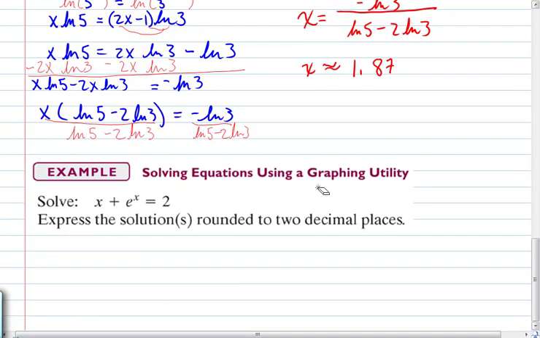Now we're going to look at how to solve equations using a graphing calculator. Now these you can only get the decimal approximations for your answers. Right here, I don't know what to do with this because I have a linear expression here and an exponential expression here and a constant here, and that's just too overwhelming for me. So what we're going to do is, in our calculator, type in y1 equals x plus e to the x. And we're going to hit y2 equals a constant function 2. And then we're going to use the intersect function of our calculator.